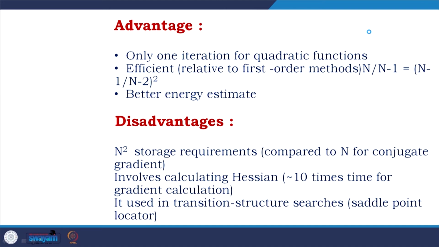Disadvantage: n square storage requirement compared to n for conjugate gradient because of the second derivative, involving calculating the Hessian, which is 10 times more gradient calculation. It is used in transition structure searches, where we have shown the saddle point. Saddle point, as I told, is very important for identifying the transition state of a reaction or the transition state or intermediate of a biochemical reaction.